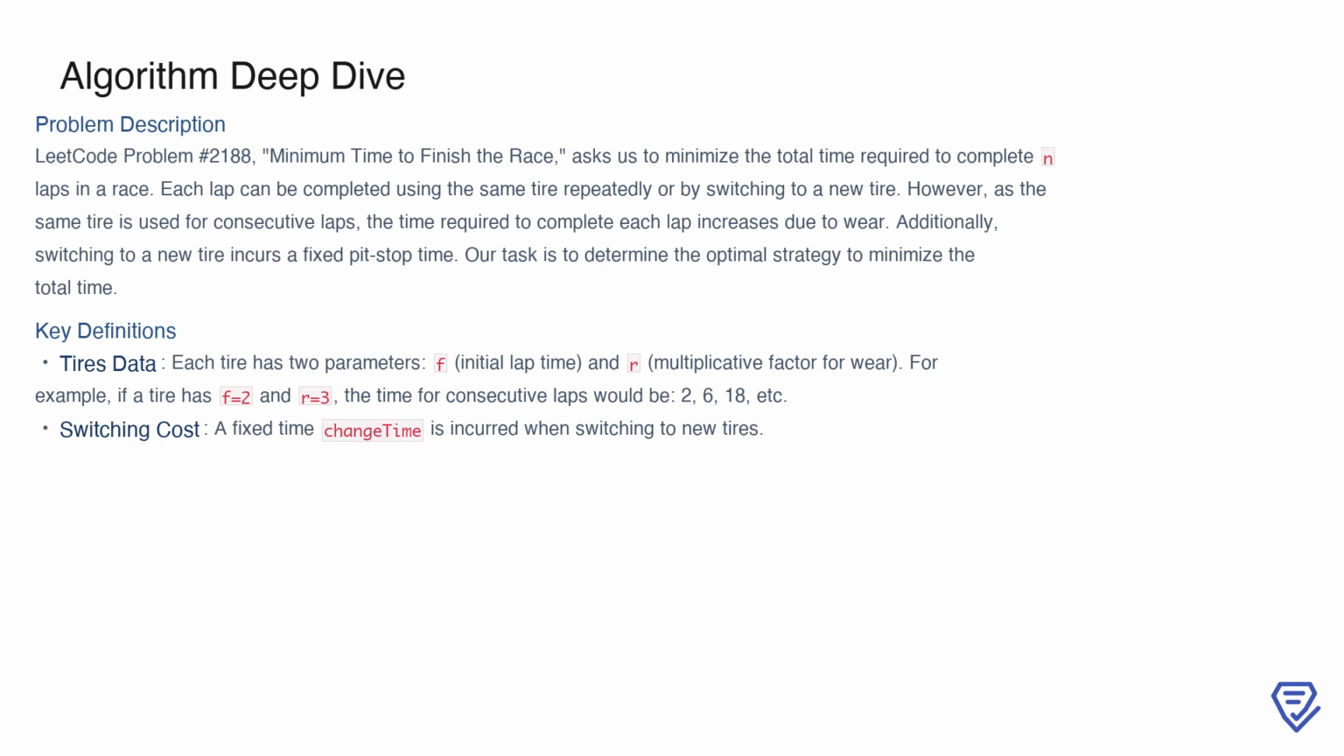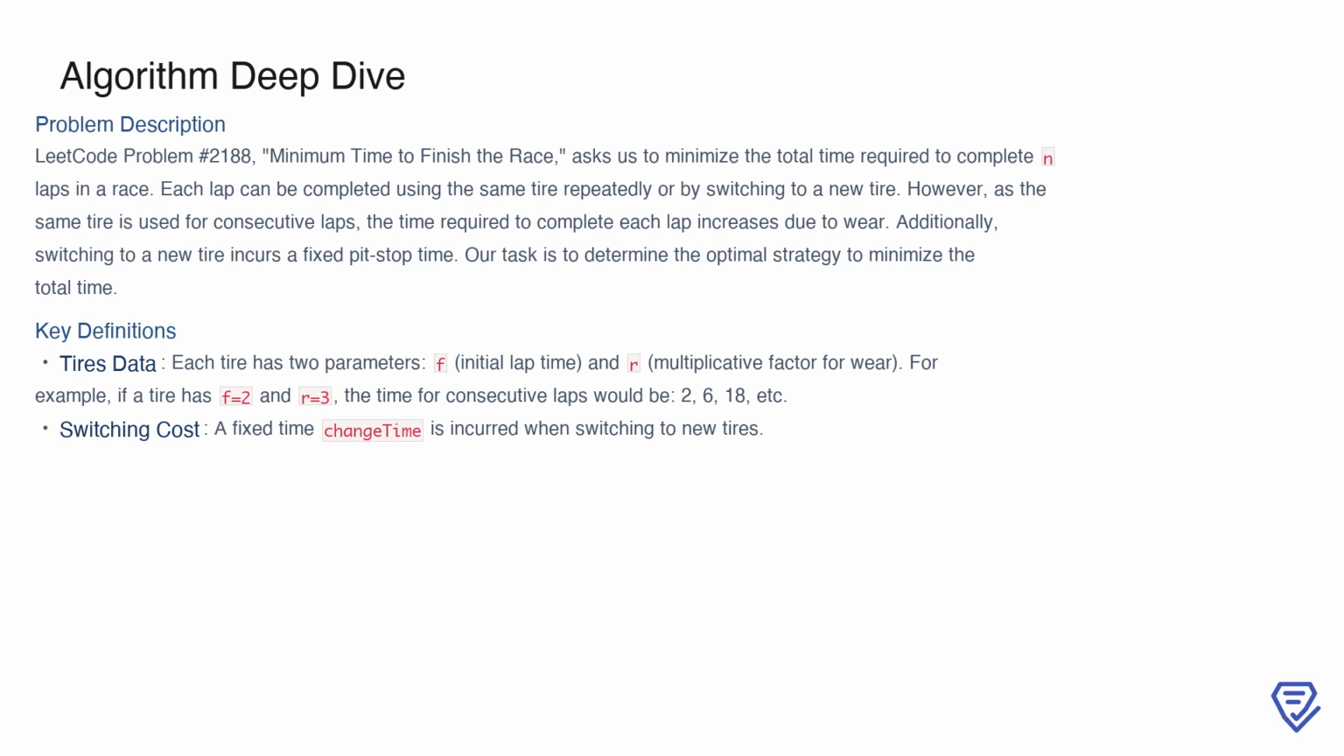The challenge arises because the time it takes to complete consecutive laps with the same tire increases due to wear, modeled by a multiplicative factor r. For example, with a tire that has f equals 2 and r equals 3, the times for consecutive laps would grow exponentially as 2, 6, 18, and so on.